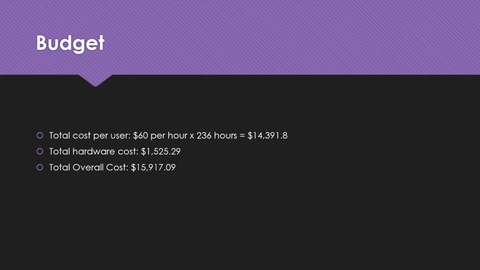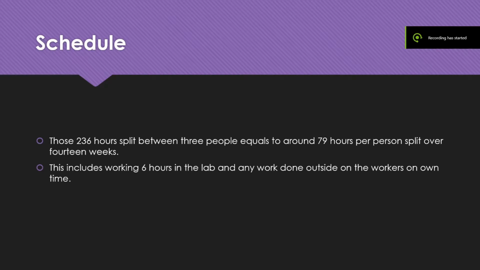Add those two together and we get a total overall cost of $15,917.09. For our schedule, we have it run from January 6th to April 3rd, a 14-week period where each user worked roughly 6 hours per week minimum in class. That math roughly comes to 236. Of course, we had to add outside work that we worked on it with. So that one roughly translates to 79 per person.